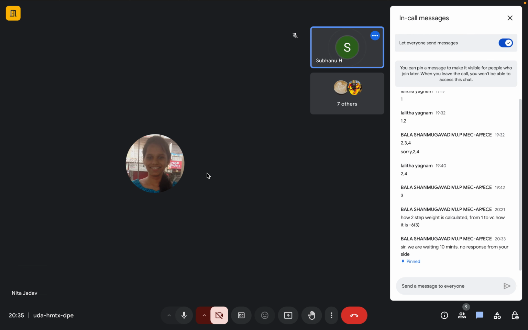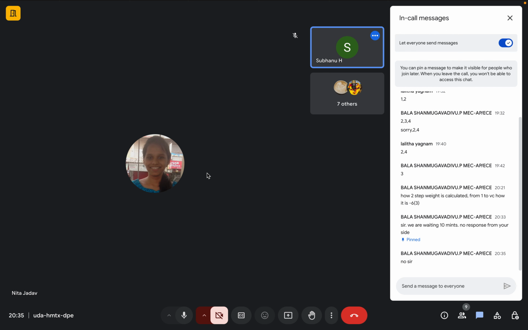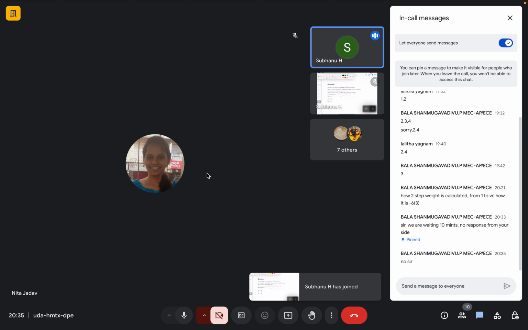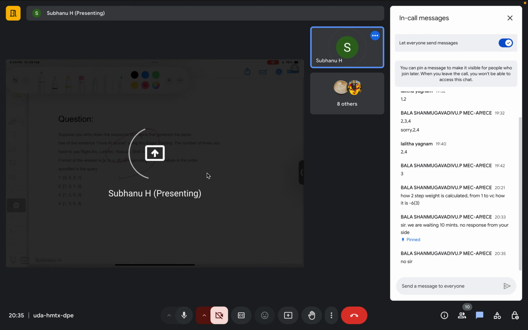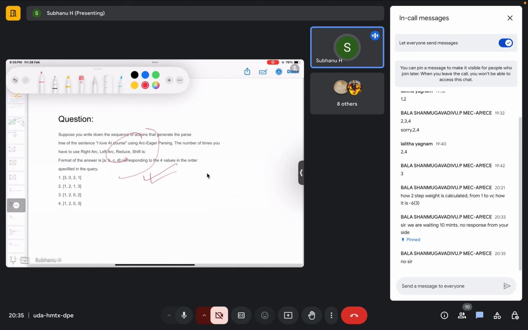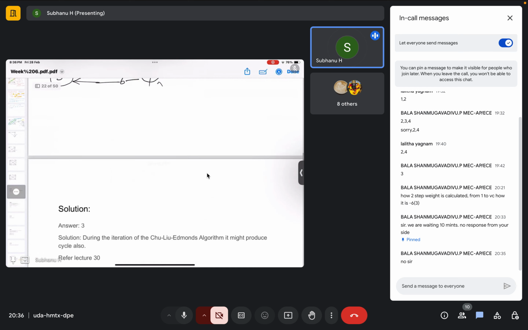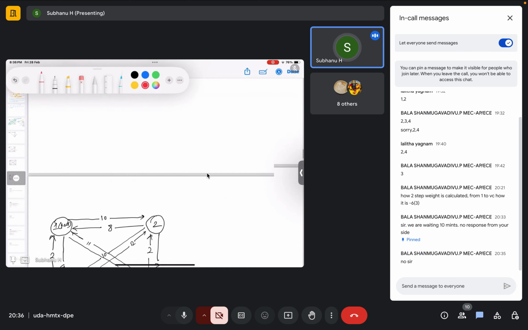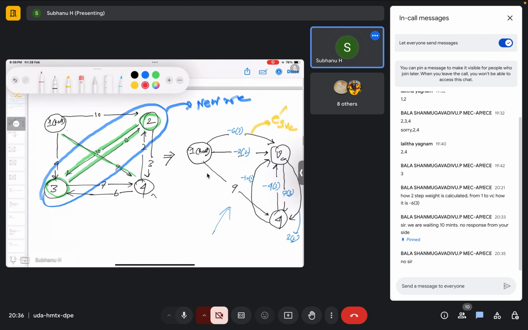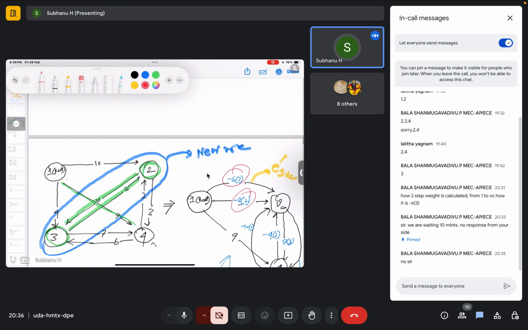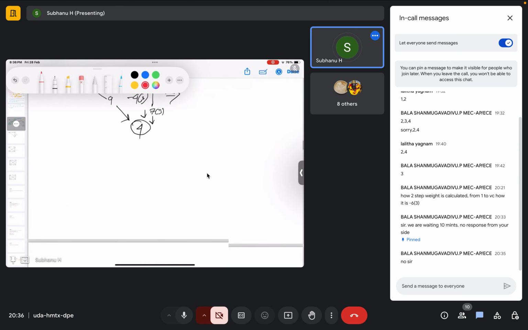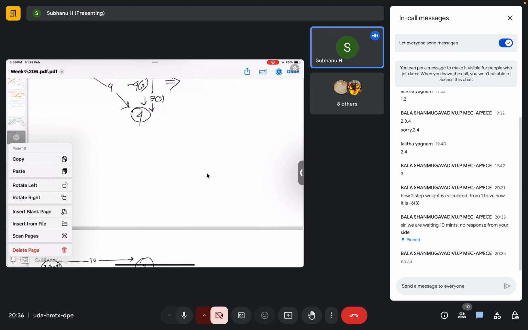So let me share. Give me a second. I have given this question to you, so you should be trying to solve this. I gave you 10 minutes to solve this, so I didn't look into the chat. Your question was how this minus 6, 3, minus 2, 2 came. Okay, fine. So this needs some time.